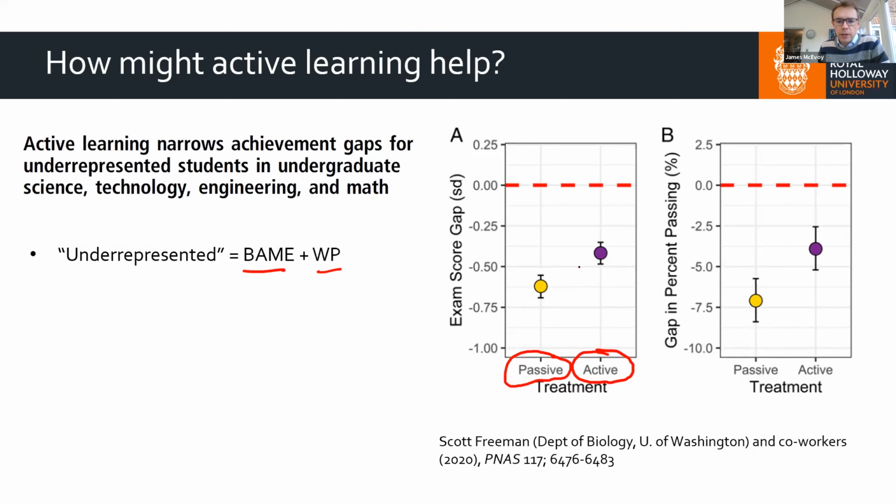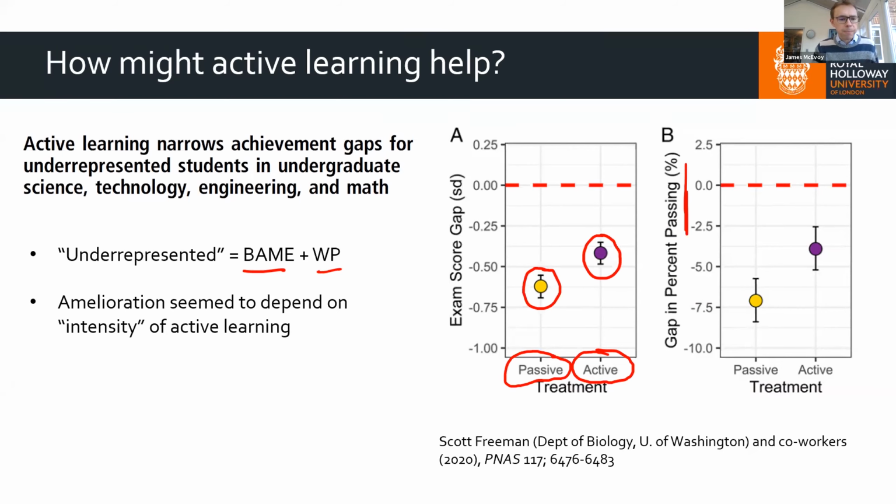That gap was narrowed, so it was quite substantial in the passive learning scenarios, rather less substantial in the active learning, and the same was true in the percentage of students who are passing those modules. So panel B shows the similar sort of thing with passing percentages.